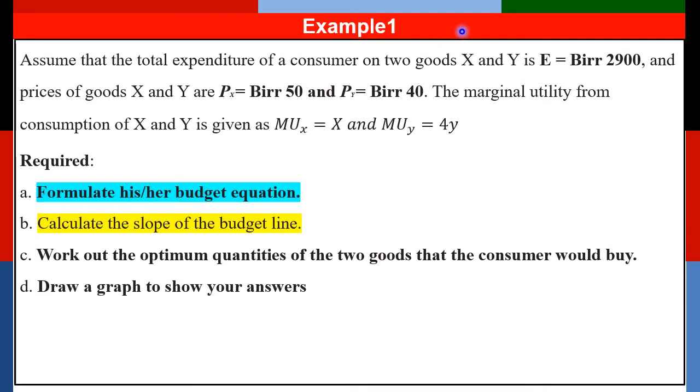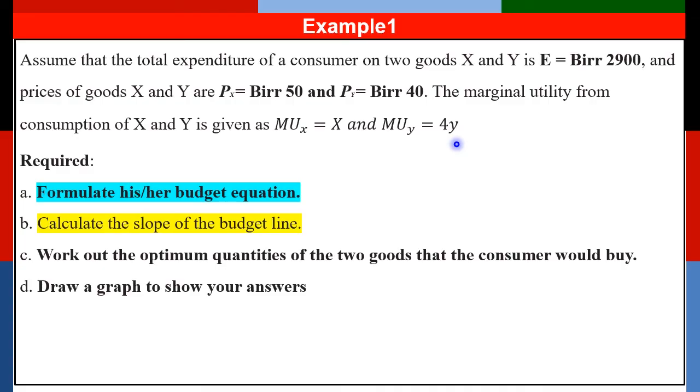Example 1. Assume that the total expenditure of the consumer on the two goods X and Y is 2,900. The prices of goods X and Y are given. Price of X is 15, price of Y is 40. Then the marginal utility from consumption of X and Y is given. The marginal utility of X is X, and the marginal utility of Y is equal to 4Y. By the way, this is from the exercise of your textbook at the end of this chapter.